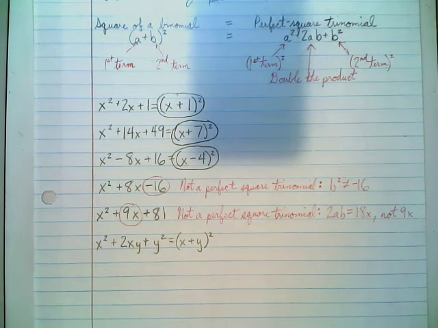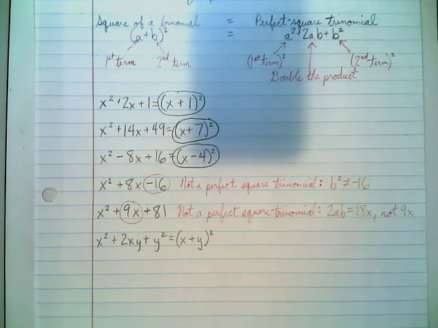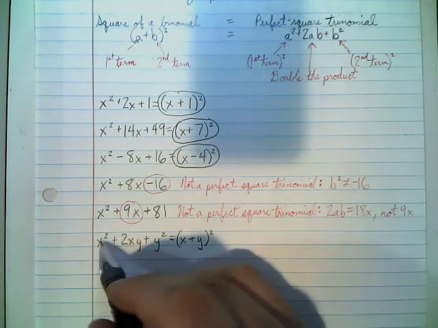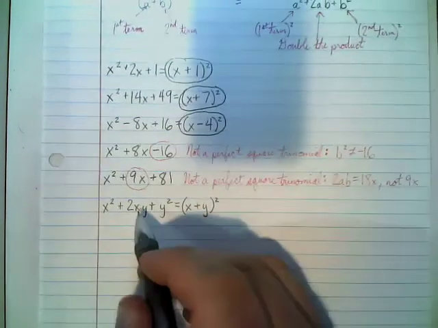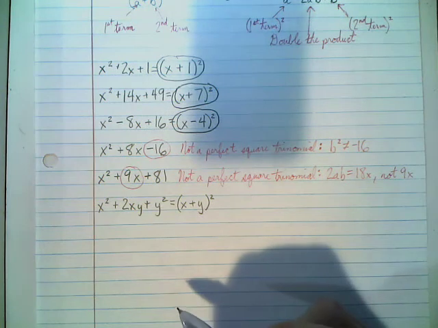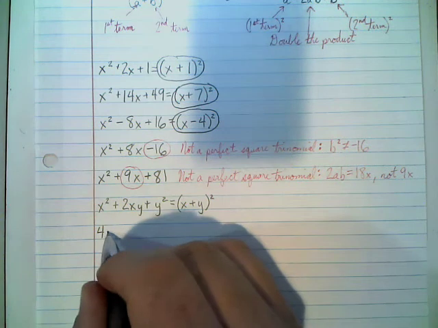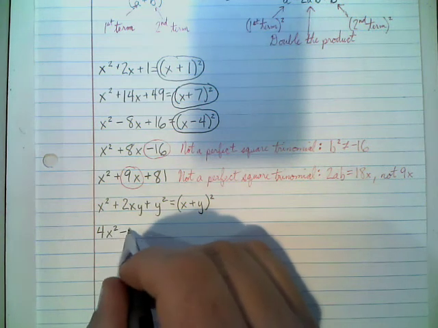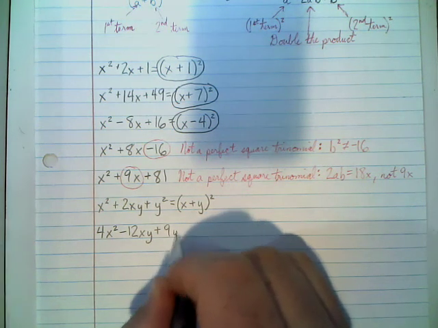So ladies and gentlemen, it is possible in these problems to have multiple variables. So when that happens, you just go back to the questions we keep asking. Is this something squared? Is that something squared? And then as the middle, double the product of those things. Next example, 4x squared minus 12xy plus 9y squared.